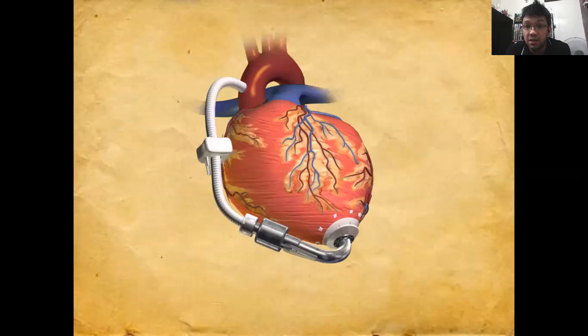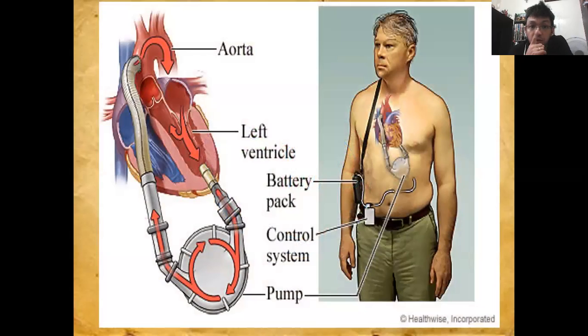So it looks like this, the VAD. It will take blood from the left ventricle and pump it to the rest of the body. As you can see here, it's attached to the left ventricle and attached to the aortic arch. So it assists in pumping out blood into the aorta. So there you go. It looks like that. It is attached to the patient's body again.